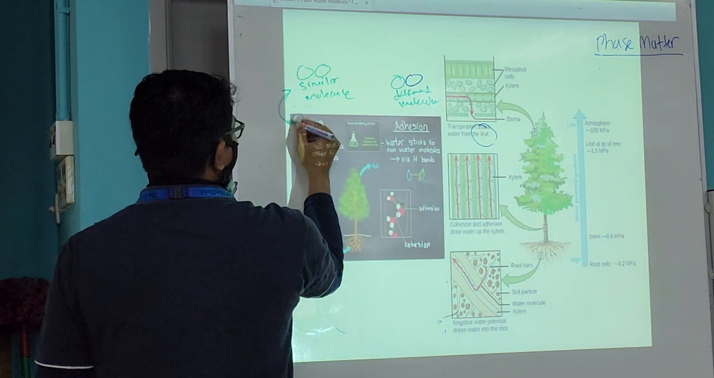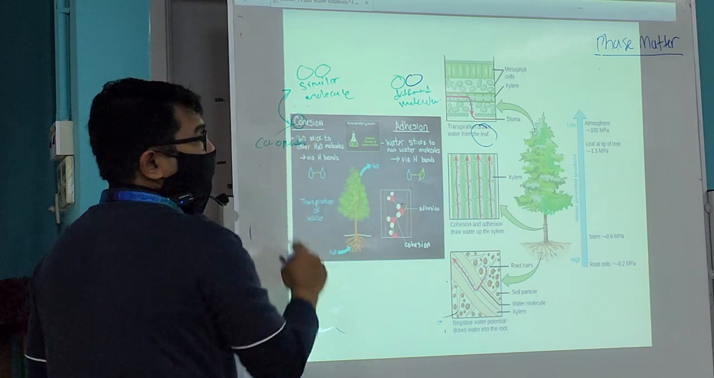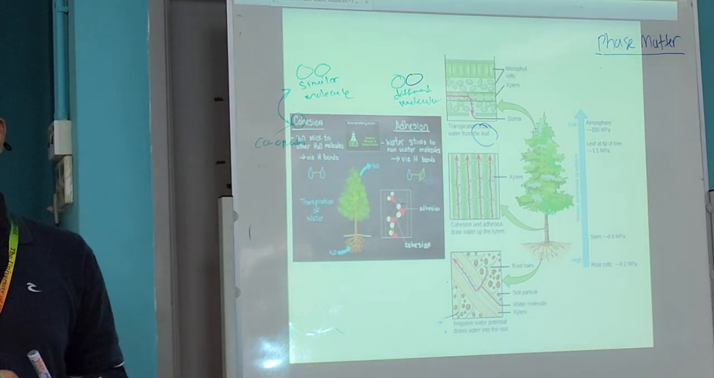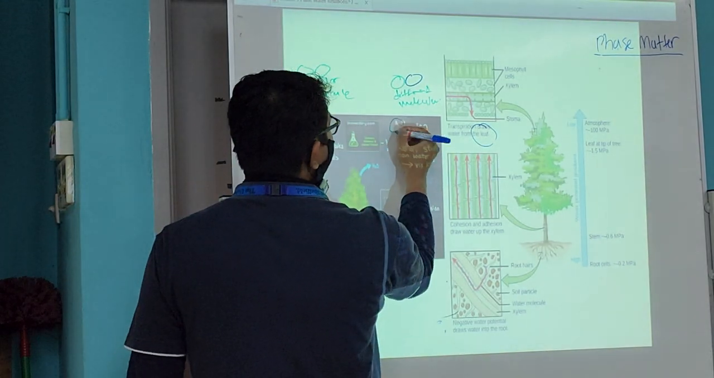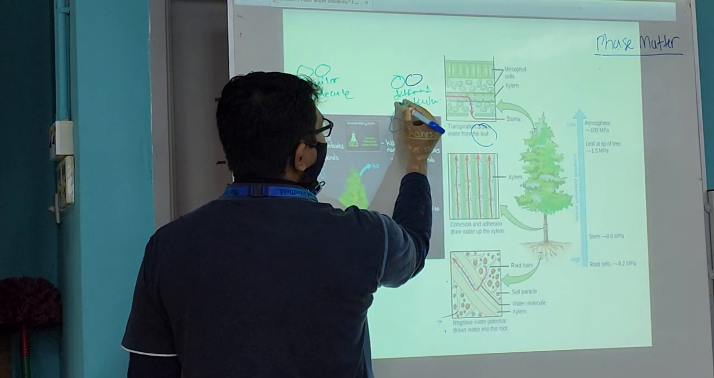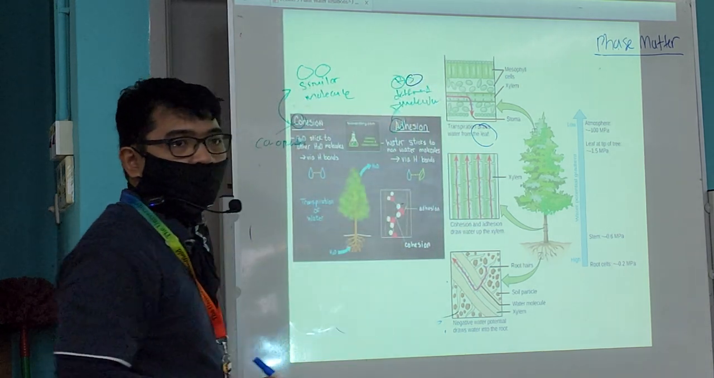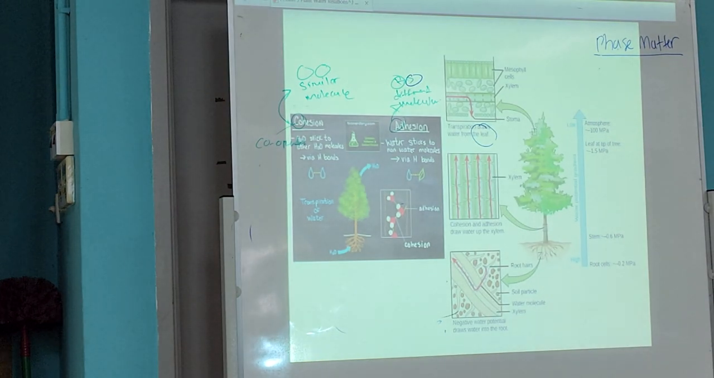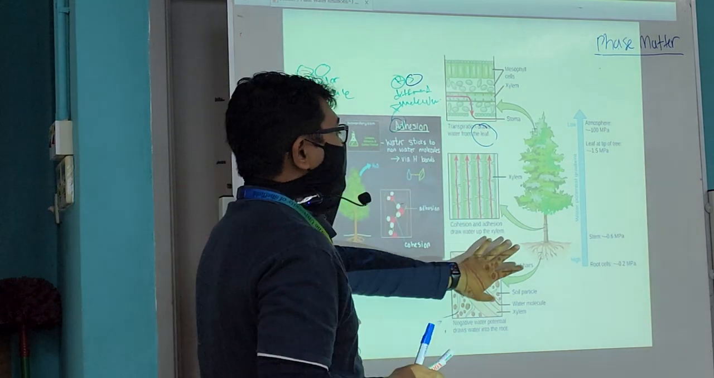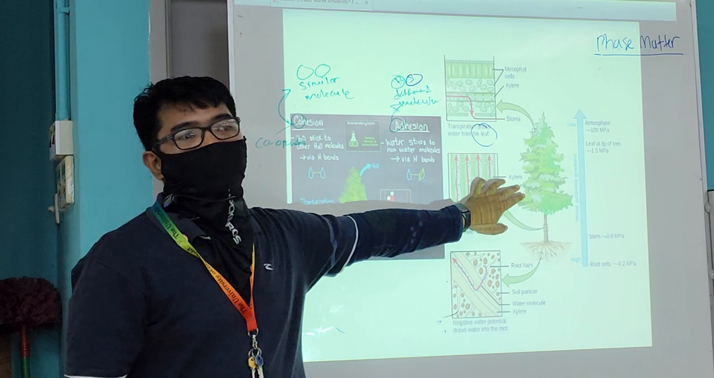Think of it this way: cohesion, cooperate. It is easier to cooperate with your friends, with the people that you know. But you need additional effort, additional resources to stick with somebody that you do not know. You just remember that way, you'll be fine. So this cohesion and adhesion enables water to travel very far in the capillary of the plant.